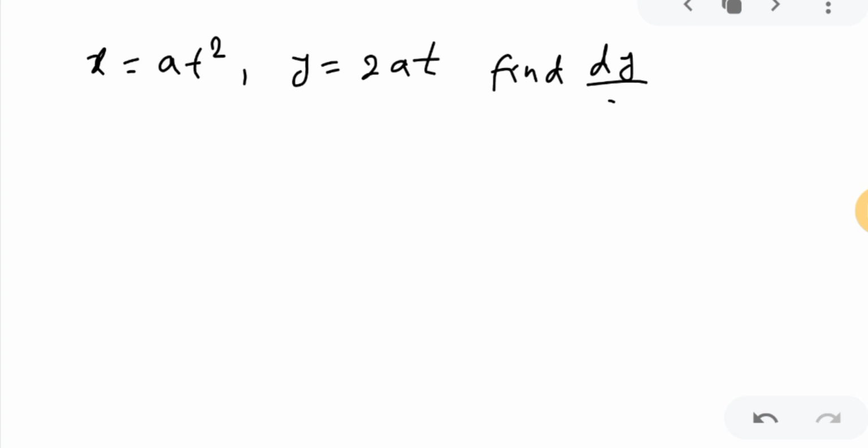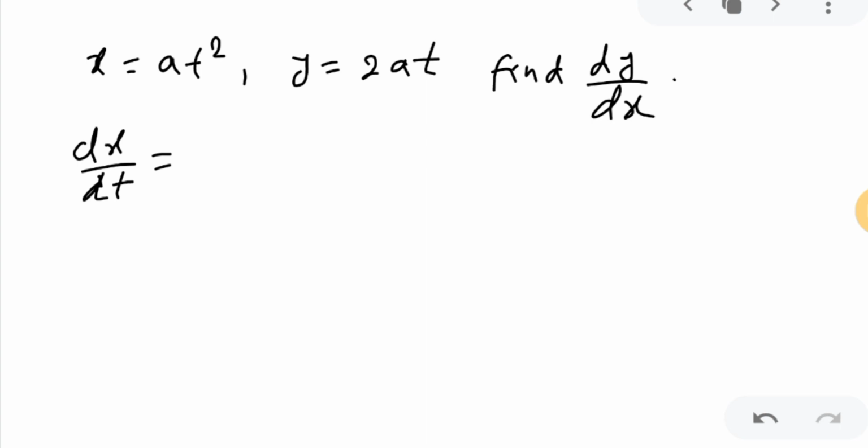If x is given as 8t square and y is given as 2at, then find dy upon dx. You try by yourself, correct? So x is equal to 8t square, y is given as 2at, you have to find dy upon dx, so it is dy upon dt divided by dx upon dt. I am doing fast, you will try by yourself. Okay, this is similar.